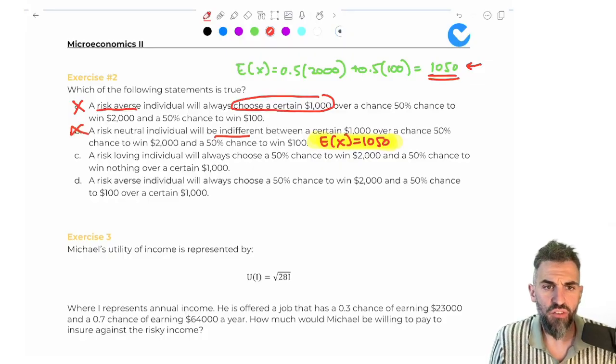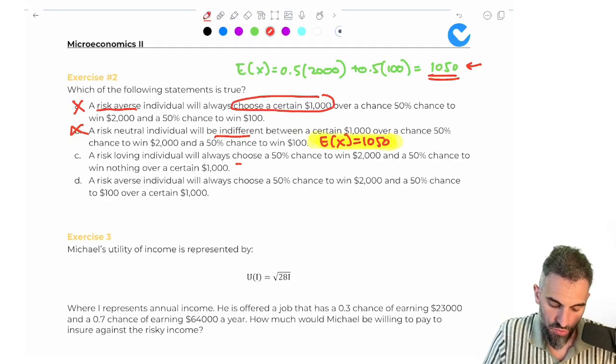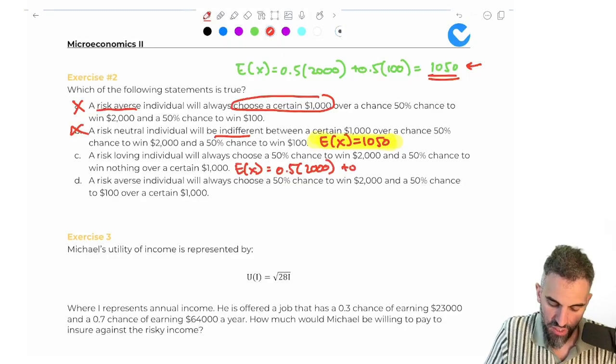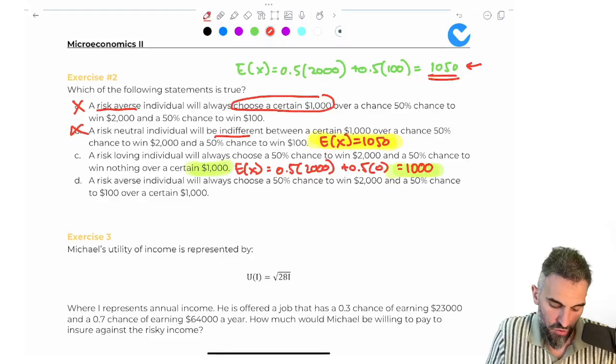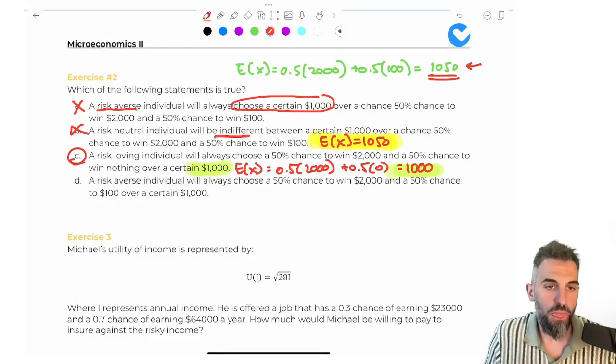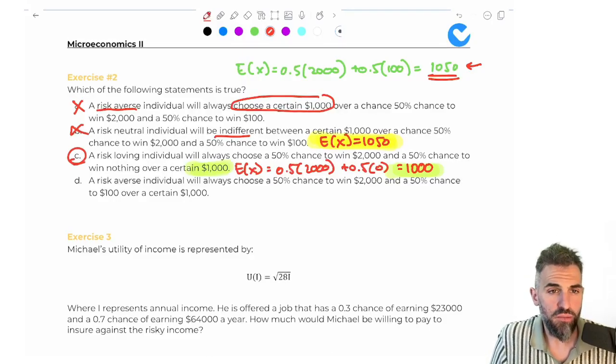C: a risk-loving individual will always choose a 50% chance to win 2,000 and a 50% chance to win nothing over a certain 1,000. This is true because if you do the math, it's a 50% chance of winning 2,000 and a 50% chance of winning nothing, which means the expected outcome is 1,000. Since it's the same as the certain amount, the risk lover will always choose the risky one. So the answer I would choose here is C.